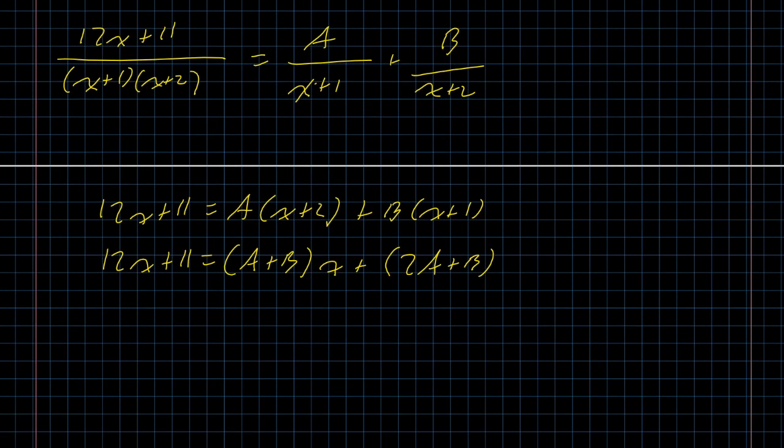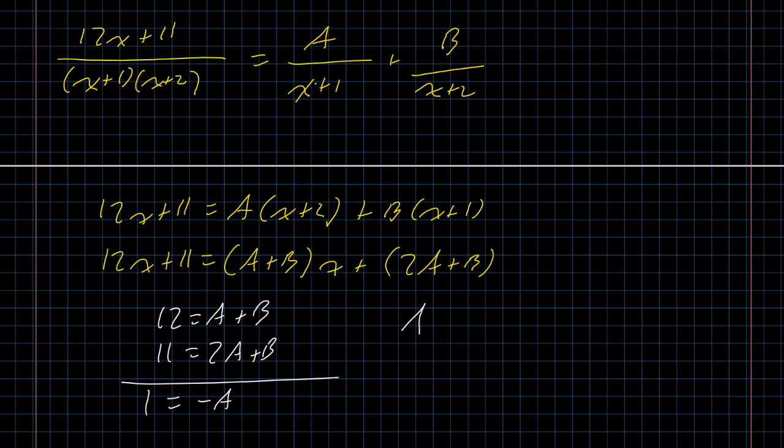And then from there, set up a system. This one's not too bad. 12 equals a plus b. 11 equals 2a plus b. So it looks like if I subtract these, I'm going to get 1 equals negative a, which means that a is negative 1. And I guess the only way that works is if b is 13. Very ironic for me, b is 13 when my b's and my 13s very often look the same.